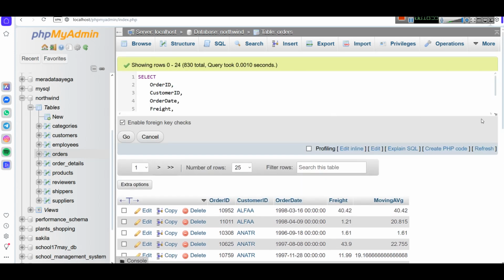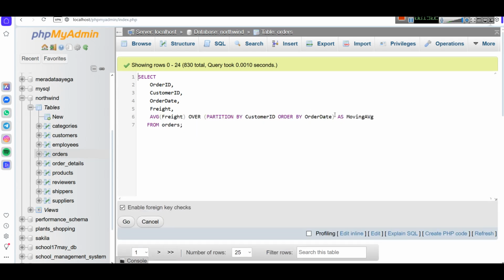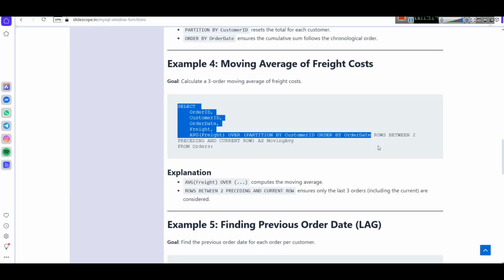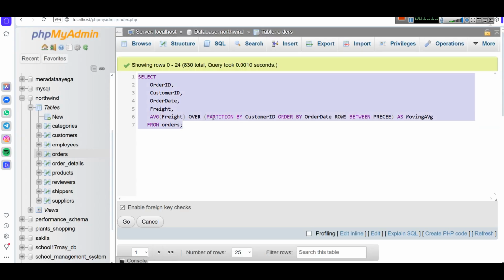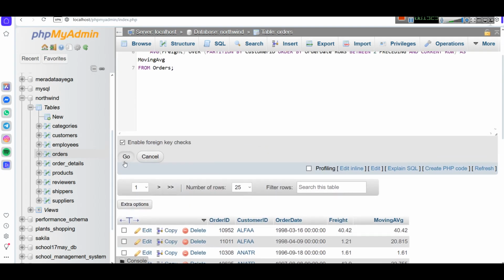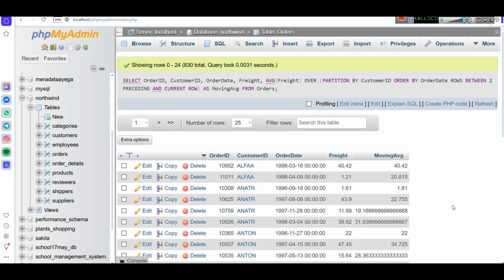But if you write it like this, order by order date, rows between two preceding, I have already written the rows between two preceding and this. Some commands are not that easy to remember, that's why more practice will be required. But now, on the basis of the last 2 or last 3 orders, it is giving us this example.